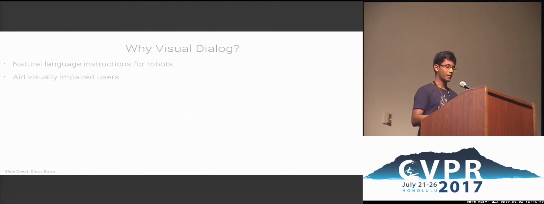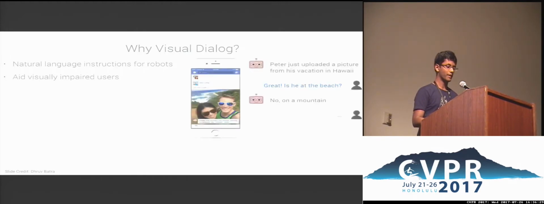We can also have visually impaired users. So if their friends upload an image on some social media, the user should be able to ask questions about it to a visual chatbot. So for example here, Peter uploaded an image and they ask, great, is he at the beach? No, on a mountain and so on.